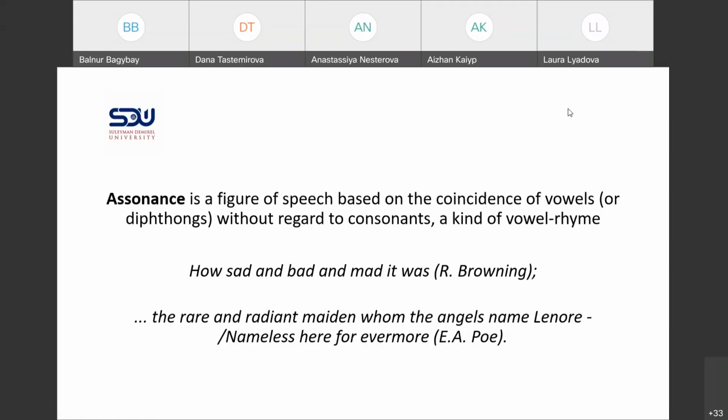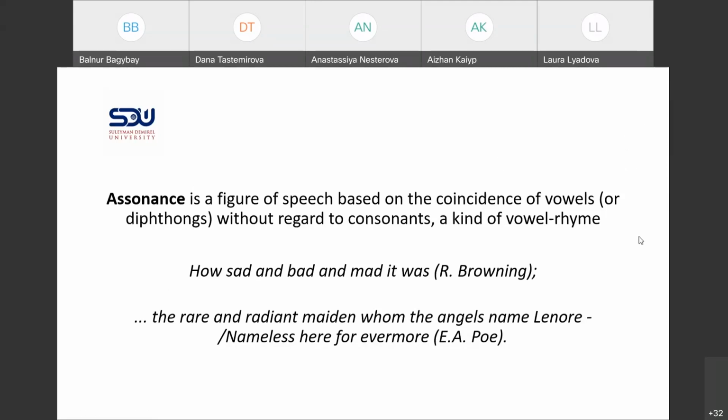Let me see, could Mirviert Ibrasheva read the first one? Mirviert, hello, could you read the first example by Browning? All right, it seems like she is not listening to the lecture.